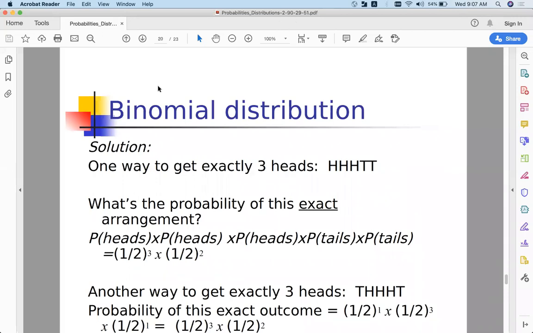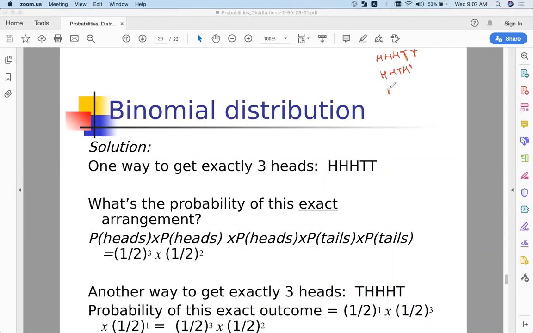Tail, head, head, head, tail, or head, tail, head, head, tail. This is one way, and this is also one more way. So there will be many such ways. Do you understand?